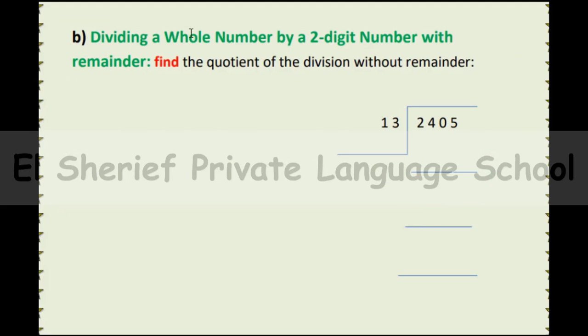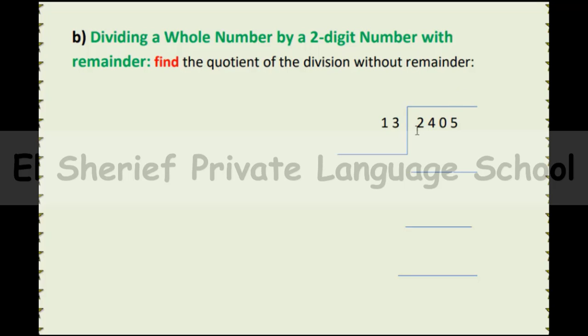Okay. Dividing a whole number by a 2-digit number with remainder. Before, we were working on dividing a whole number by a 1-digit number. Okay, first example: find the quotient of the division without remainder.